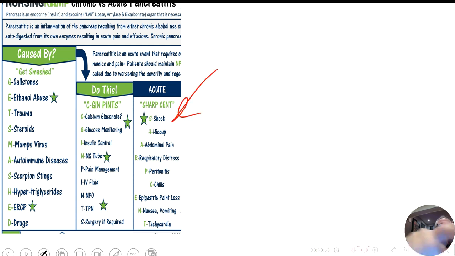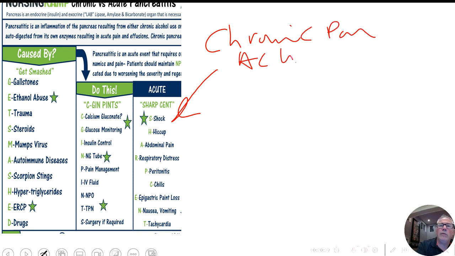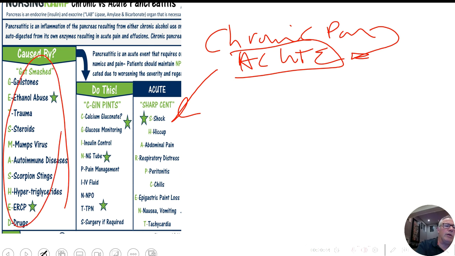So what's acute? Well, the interesting thing is that chronic pancreatitis and acute pancreatitis, chronic can always become acute. So in an acute episode, it's usually these things over here that are going on that cause this acute thing on top of chronic pancreatitis. All right, so some things that you see: shock. The risk is shock, hypovolemic shock. The patients are going to get a lot of fluids during this time.